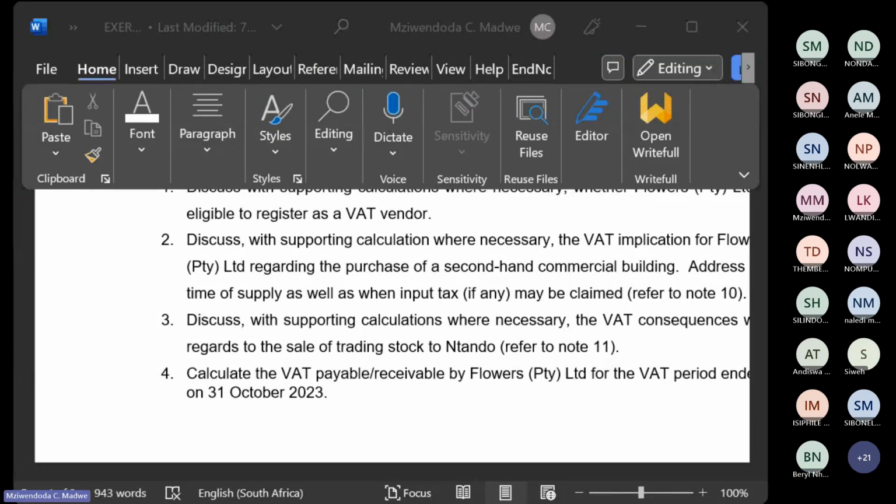Sorry, I'm still admitting people here, so I am doing 2 tasks at the same time.